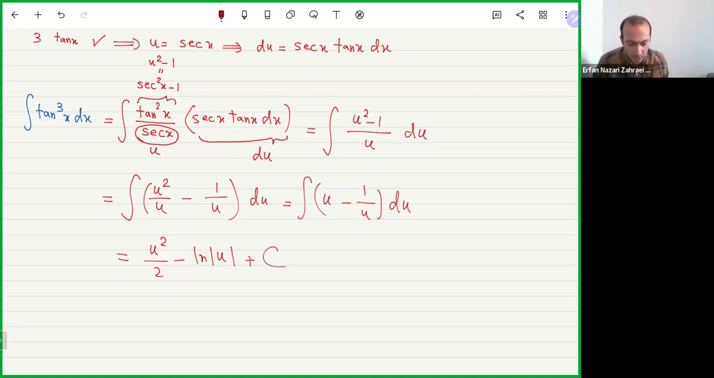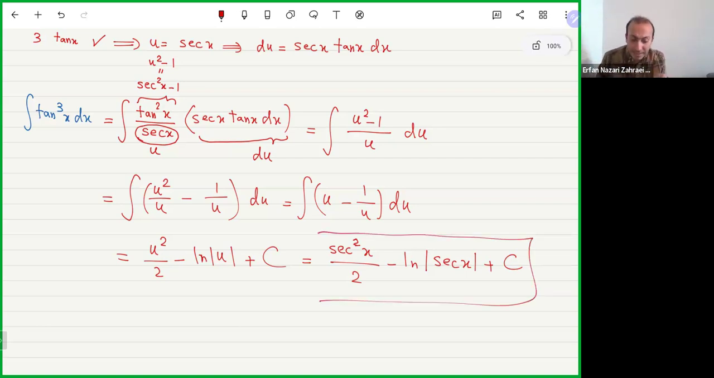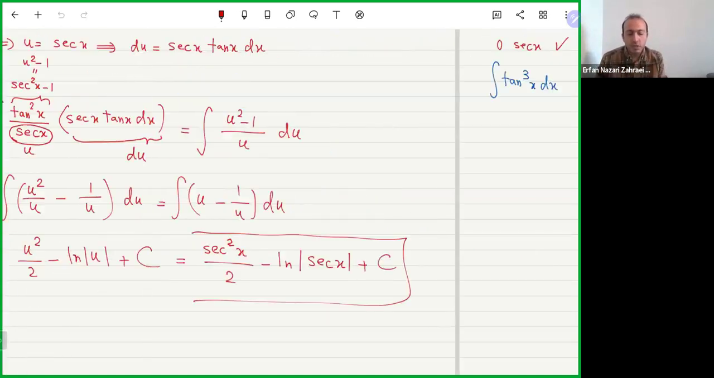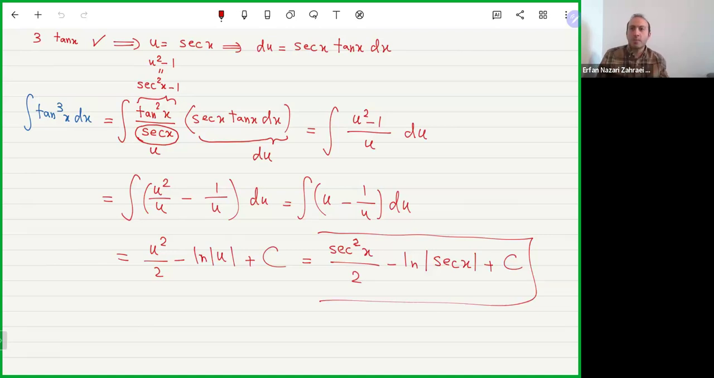Is this my final answer? No, there was no u in the original problem. It should be in terms of x, so I need to substitute back u equals secant. So I get secant squared x over 2 minus ln absolute value secant x plus c. That is one possible answer, which is completely correct. And this is the easier solution. So out of these two options, the computation for this is simpler. When you have two options available to you, choose the one that is simpler.